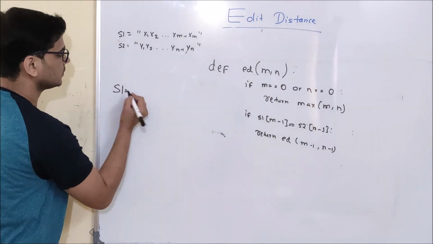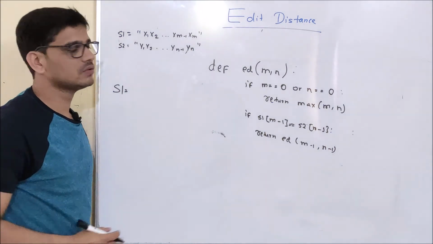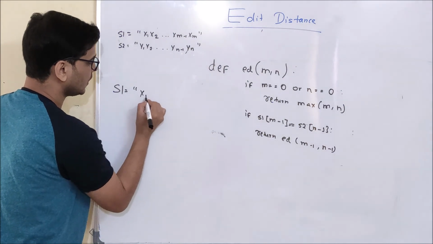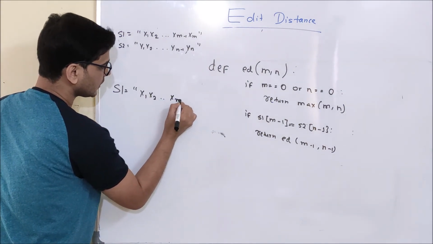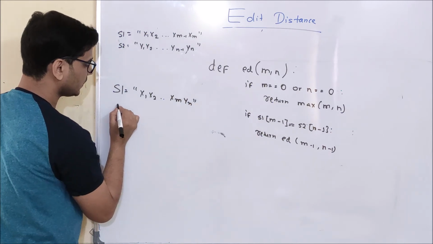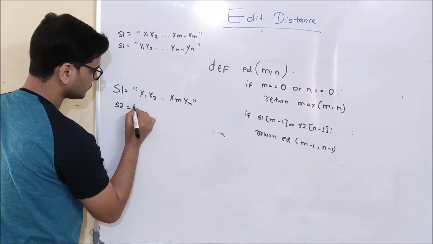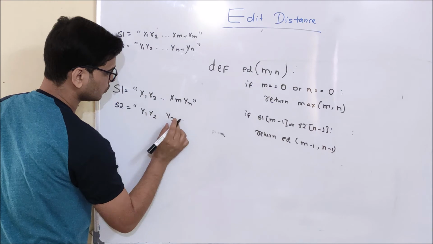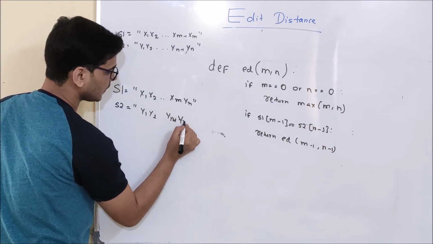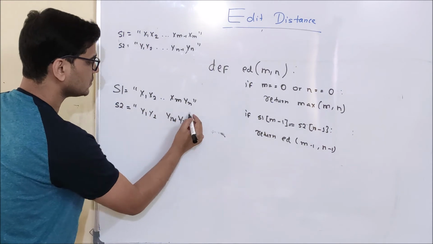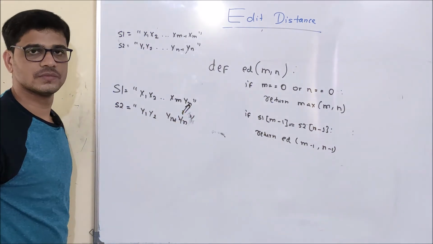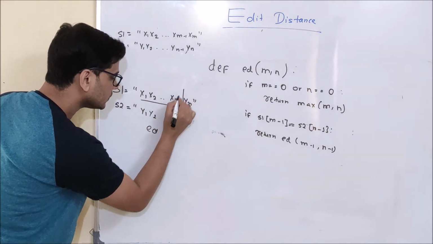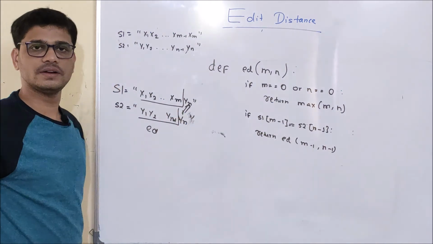What do we mean by insertion? If these two characters are not matching, we will insert yn in string 1. So my string 1 will become x1 x2 to xm yn. And what will be my string 2? It will be y1 y2 to yn minus 1 and yn. Now as you can see here, the last characters are matching. So I need to find the edit distance between this and this. Got it?